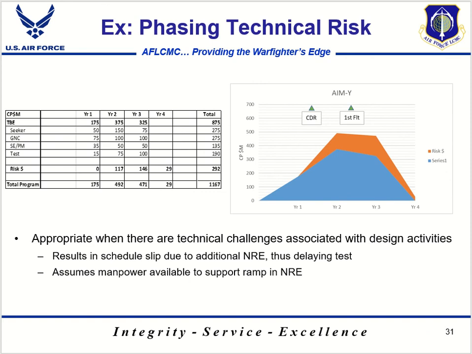In this example, we're phasing our risk to address technical issues that we anticipate. So technical issues often result in schedule slips or having to add additional manpower to try to recover schedule. So you want to phase that risk at the point in time when those technical issues are believed likely to develop.